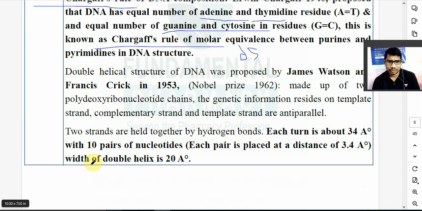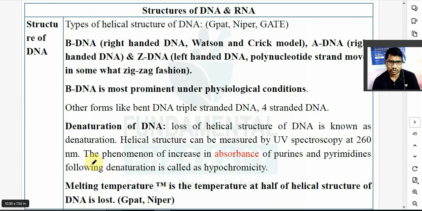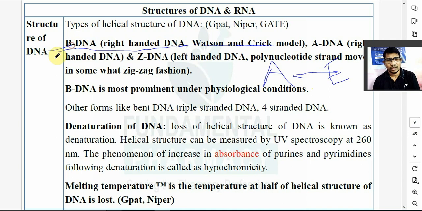We have seen this. After that, we have seen the structure of DNA and the types of DNA. B-DNA is the most common and the most stable structure, known as the Watson and Crick model. There are different types of DNA, ranging from A, B, C, D, E, so almost six types of DNA. But the most common form of DNA is B-DNA. A question has already come on this. So B-DNA is the most common form, known as the Watson and Crick model.